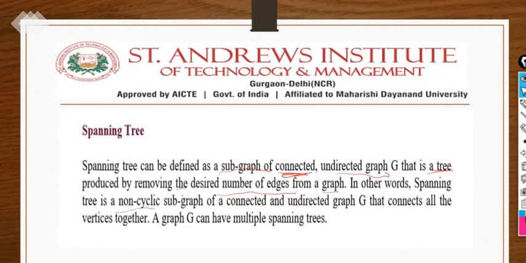There should not be any cycle in the subgraph, and it should be a connected and undirected graph having some weight, connecting all the vertices together. That kind of graph is known as a spanning tree. And a graph G can have multiple spanning trees. It is also possible that one graph may have two or more spanning trees.